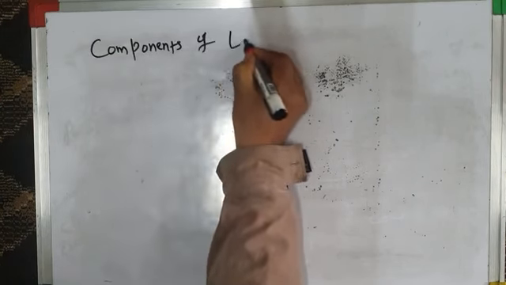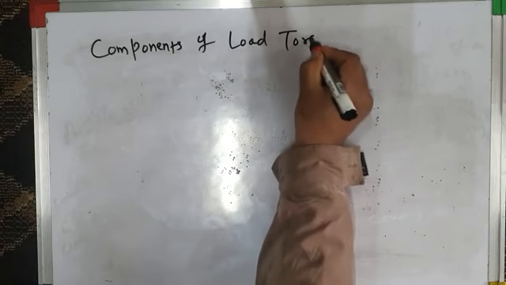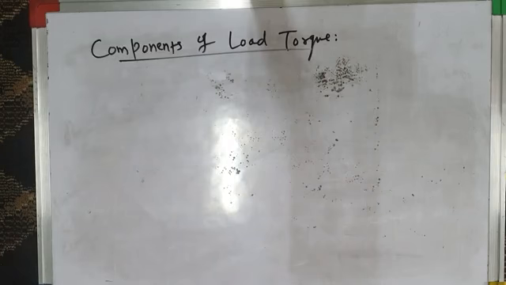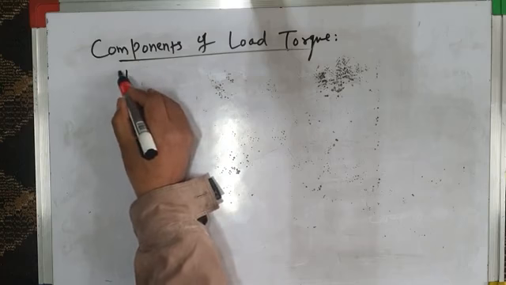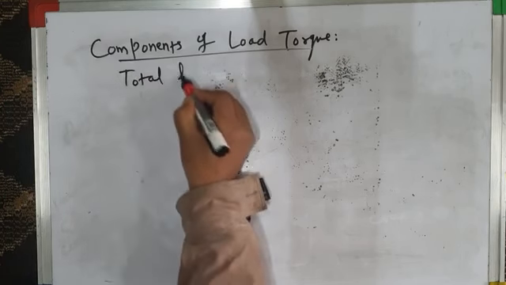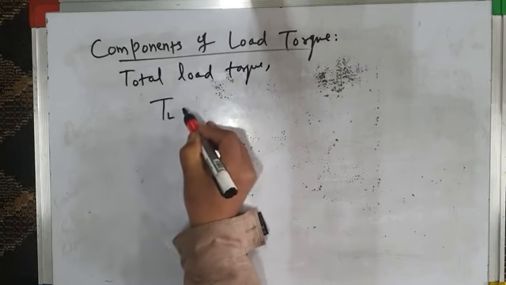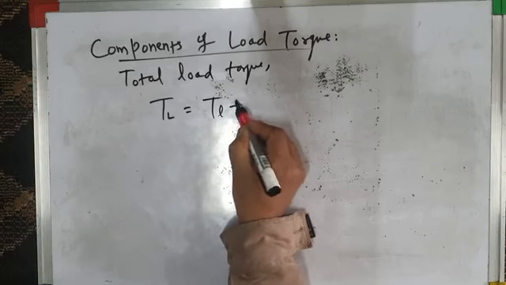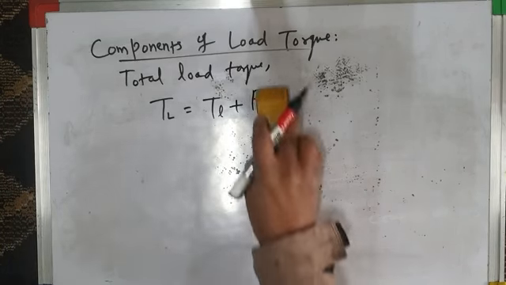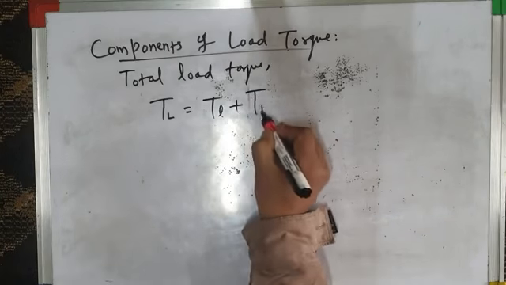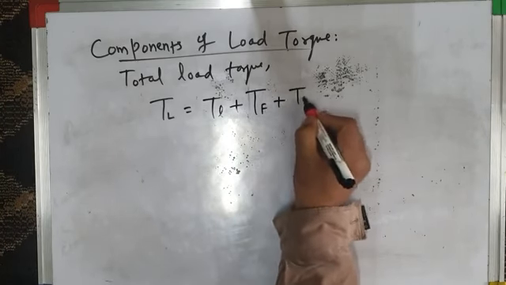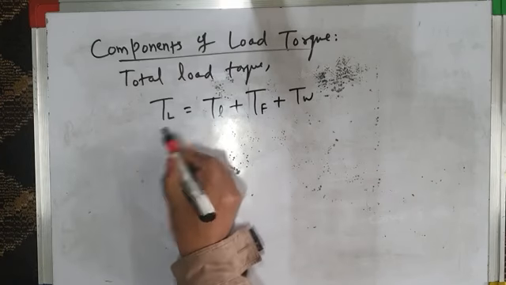Components of load torque. When I talk of load torque, you have a mechanical load. This mechanical load requires a certain torque to put it into rotation or motion, and that total load torque is given by this equation. It has different components: TL is given by T small l plus TF plus TW. Now, what are these? These are the different components of load torque.